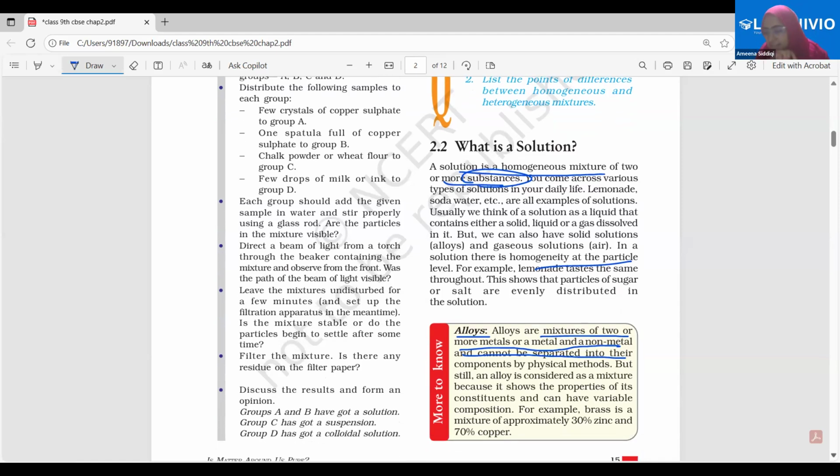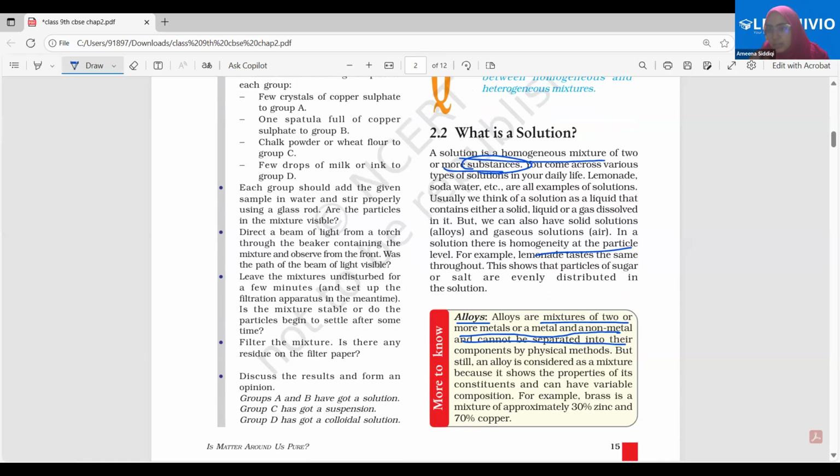If anything is chemically bonded, it will need to be separated by a chemical method of separation. That is the same case with alloys. Although they are mixtures, since they are chemically bonded, they will be separated by chemical methods of separation. They cannot be separated by physical methods of separation. But still, it's considered a mixture because it shows the properties of its constituents or components and can have variation.